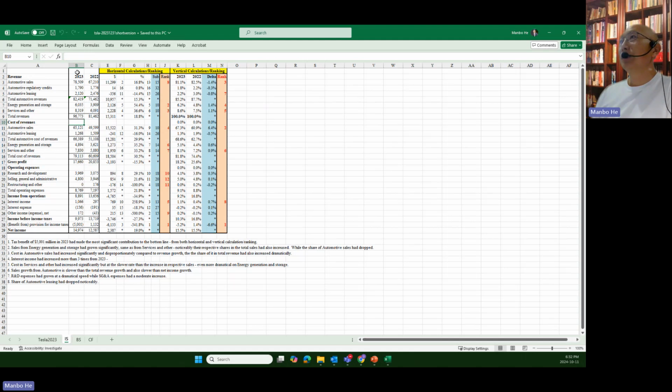So now we get those two things here, right? So next step is to carry out a calculation for horizontal comparison as well as vertical comparison. We can get them all done in one spreadsheet, just like what you see here, okay?